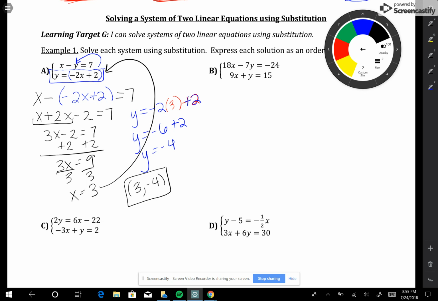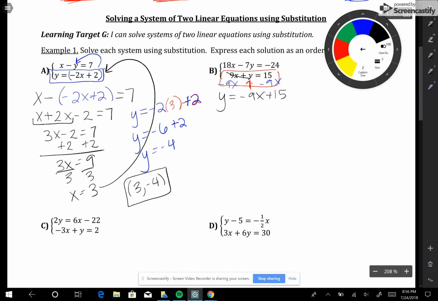Looking at letter B, we have 18x minus 7y equals negative 24, and 9x plus y equals 15. Now, neither of these are solved for a single variable, so we find the easiest one to rewrite, and that looks like it would be the second one, because if you notice, this y is by itself, kind of. We need to get rid of the 9x. So if we just move that 9x over by subtracting it on both sides, I have the new equation y equals negative 9x plus 15, and I am not going to use that original one anymore.